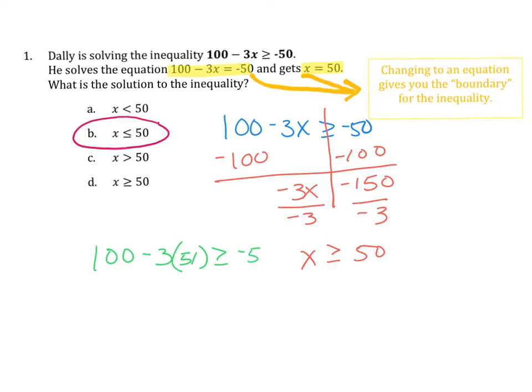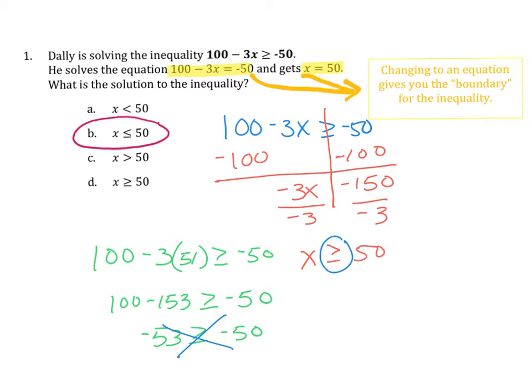Because 51 is greater than 50, 100 minus 3 times 51 is supposed to be greater than or equal to negative 50. When you do all your math on that, that is going to be 100 minus 153 should be greater than or equal to negative 50. And then you should end up with negative 53 is greater than or equal to negative 50. That is not a true statement. Negative 53 is not bigger than negative 50. So that is why this cannot be the inequality sign in there.